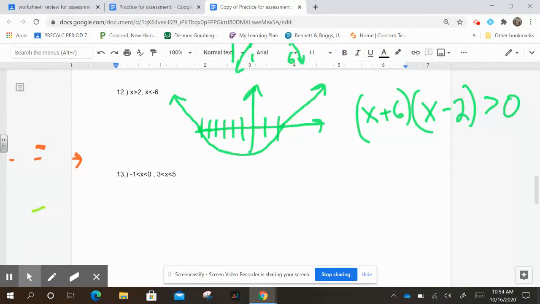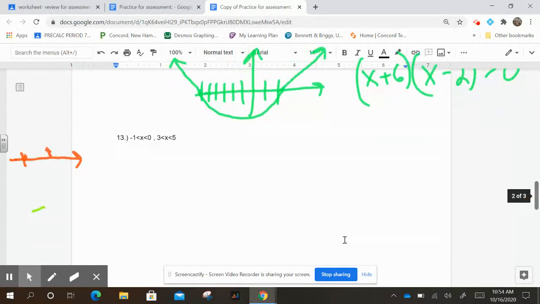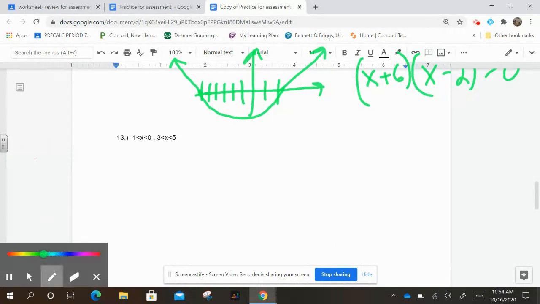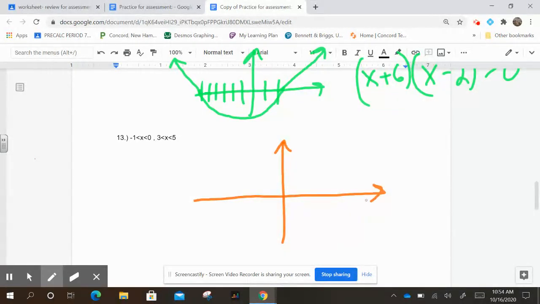Okay, 13 is going to be a little bit on the challenging side. Again, I'm going to do greater than 0. So in between 3 and 5, I want to be above the x-axis. And in between 0 and -1, I want to be above the x-axis. So you have these two things right there. I'm just going to connect this down like that.